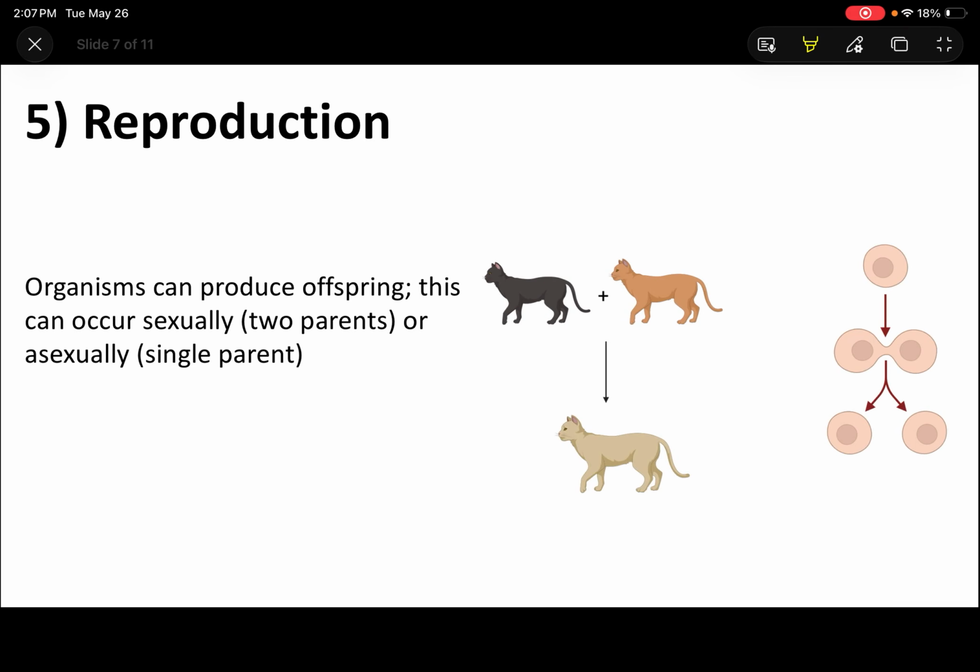The next property is reproduction. All living organisms produce offspring. This can either be through sexual reproduction, where two distinct organisms or parents come together and make a new one, or this can be asexually, where a living organism splits itself or does other cool forms of reproduction to make offspring. But all living organisms are capable of producing offspring. And we'll learn more about sexual versus asexual reproduction later in the course.